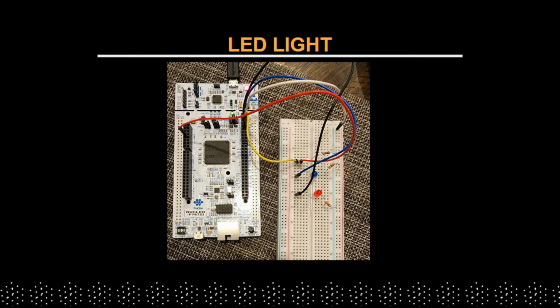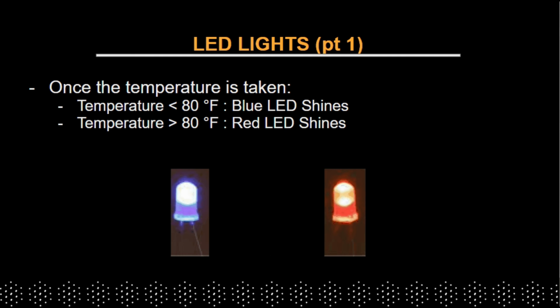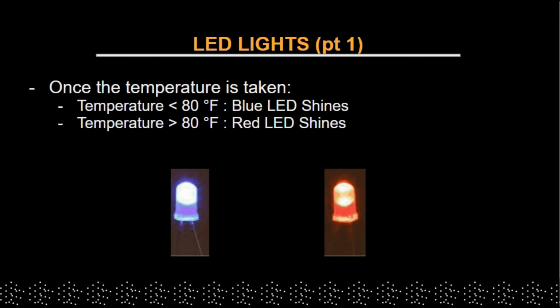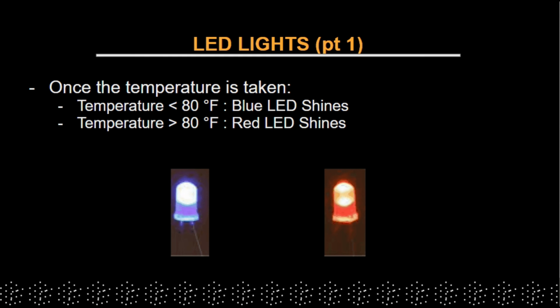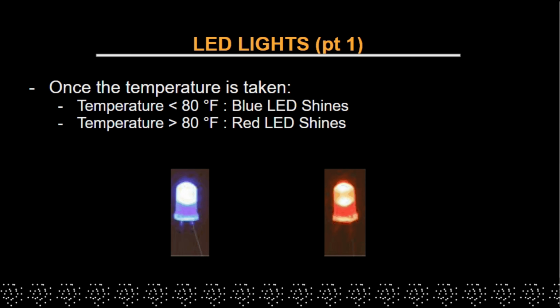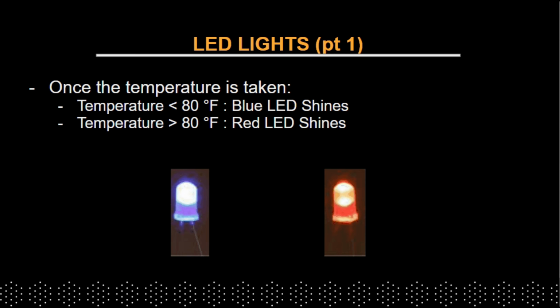I included my code in the lab report, but this was very similar to the stoplight lab we did for lab number 2. Based on the current temperature measured, a specific LED was supposed to light up. If the temperature was measured less than 80 degrees Fahrenheit, the blue LED lights up. However, if the temperature is higher than 80 degrees Fahrenheit, the red LED lights up.